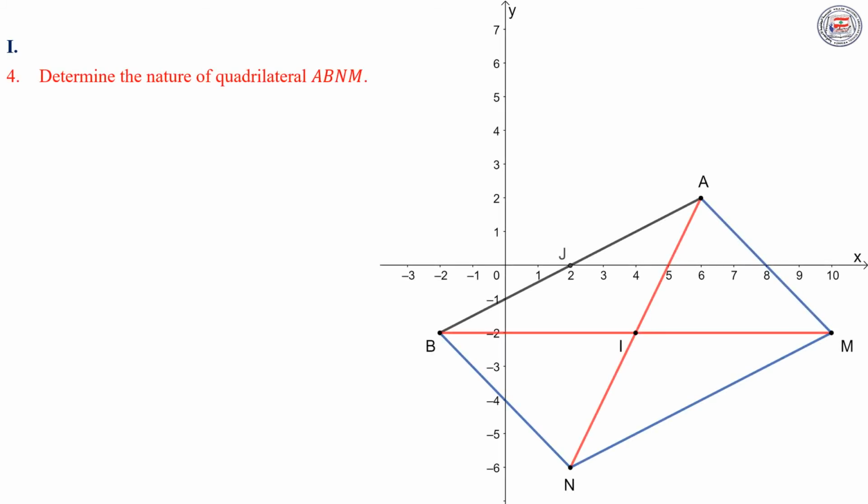In part 4, we have to determine the nature of quadrilateral ABNM. We have I midpoint of AN and I midpoint of BM, then I is the midpoint of the diagonals of the quadrilateral ABNM. Therefore, ABNM is a parallelogram.